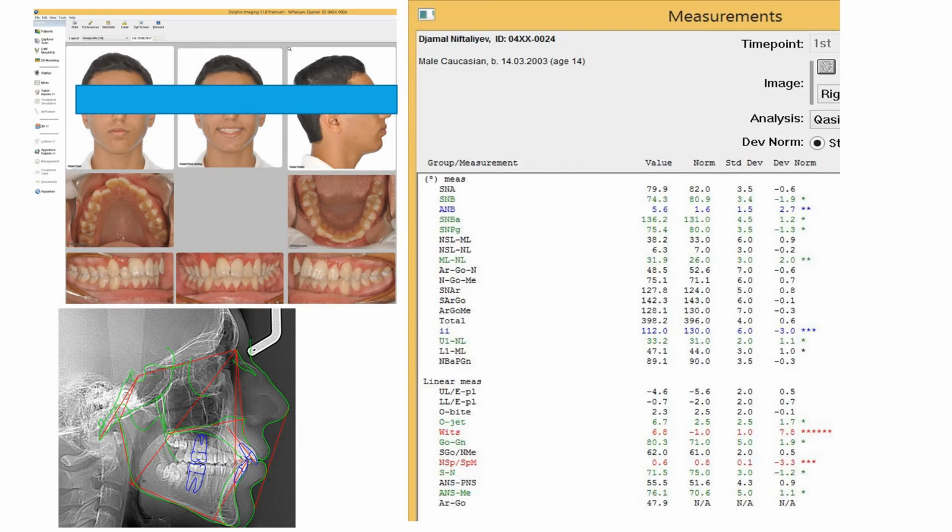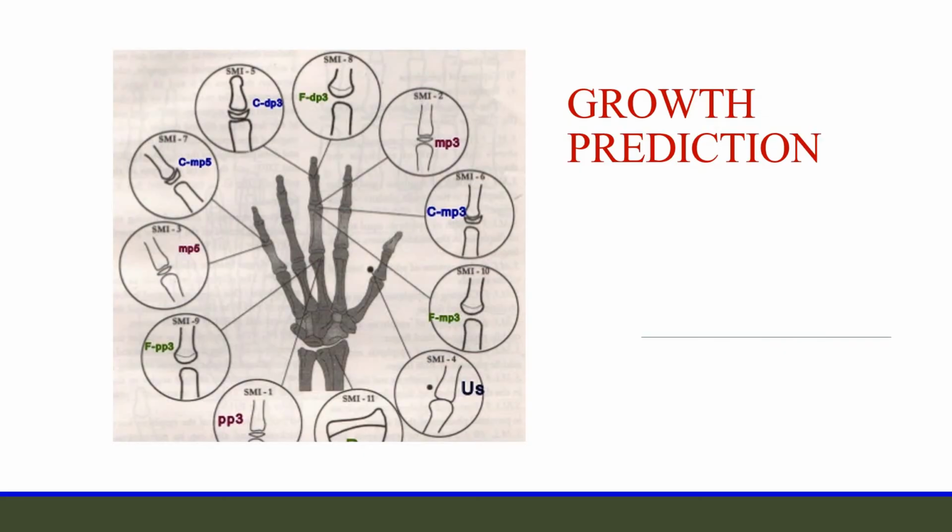Another important aspect of cephalometric analysis is prediction of the growth pattern, which is critical in treatment planning, especially for growing patients. Many efforts have been made to develop methods for growth prediction from cephalometric radiographs.